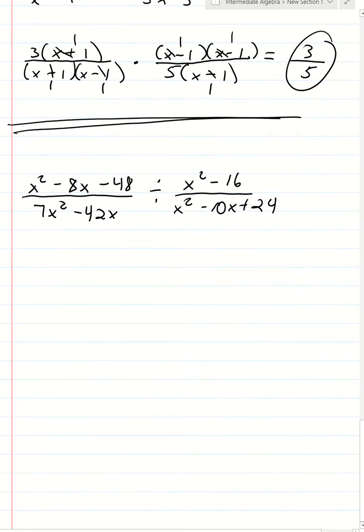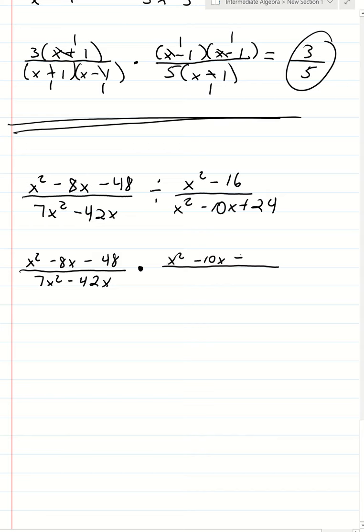Well, the key once again, let's start this problem off right by doing the keep change flip. So I'm going to have x squared minus 8x minus 48 over the 7x squared minus 42x. I'm going to change to multiplication and now use the reciprocal and flip that fraction. x squared minus 10x plus 24 goes on the top, as well as the x squared minus 16 goes into the bottom. Now we have some factoring that we have to perform.